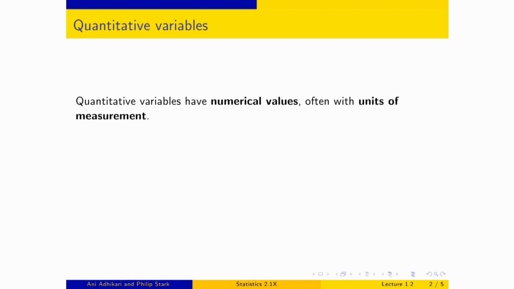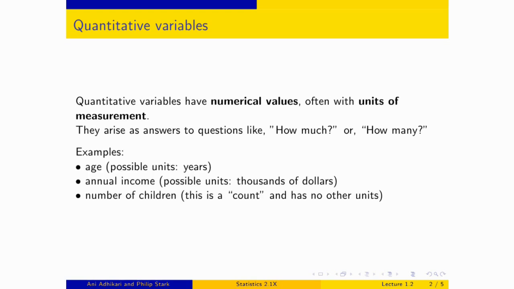The kind of variable we'll most commonly be dealing with is quantitative variables. These have numerical values, numbers, and numbers often come with units of measurement, as you know. These variables arise as answers to questions like how much or how many. For example, age, how many years? Annual income, how much money do you make? In the United States, a natural unit of measurement is thousands of dollars.